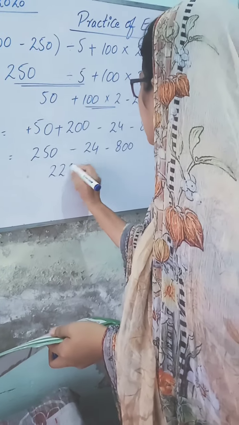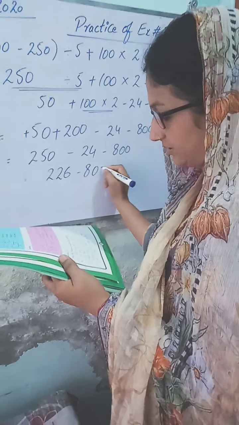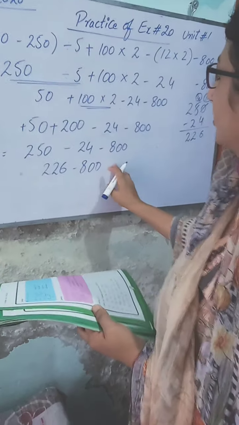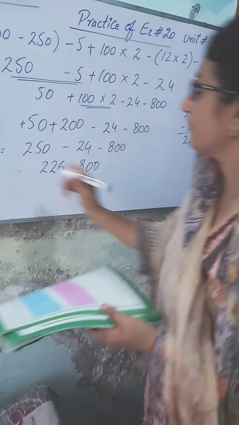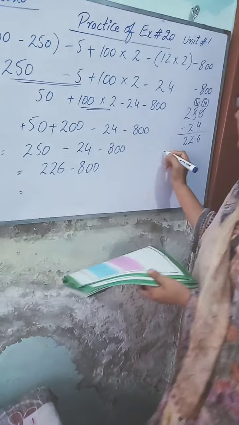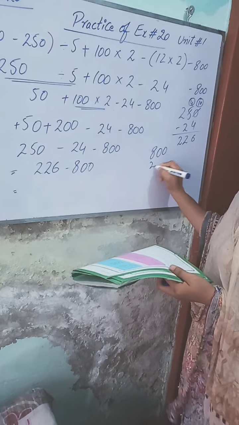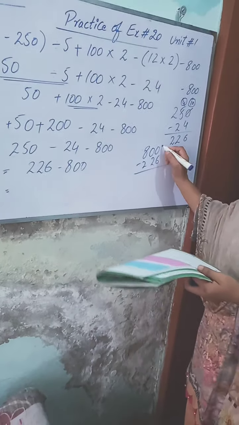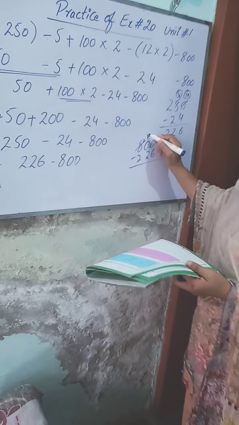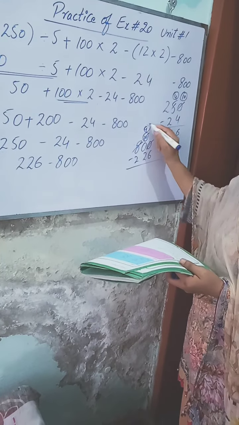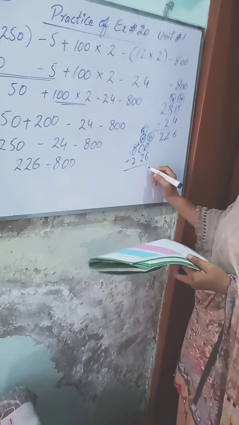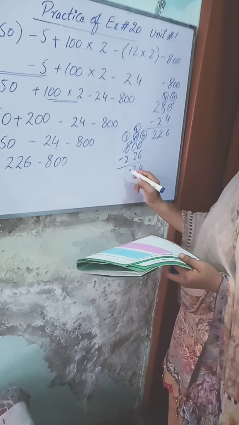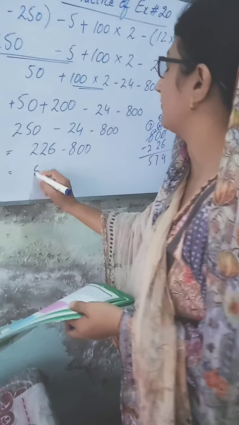Now we write here 226 minus 800. Students, there is a problem here with 800, but we will solve according to this. 800 minus 226. When we minus it, then the answer is, take a carry from it, it becomes 10. Now it becomes 9. Take a carry from it, it becomes 10. 10 minus 6, 4. 9 minus 2, 7. And 7 minus 2, 5. Now the answer is 574.